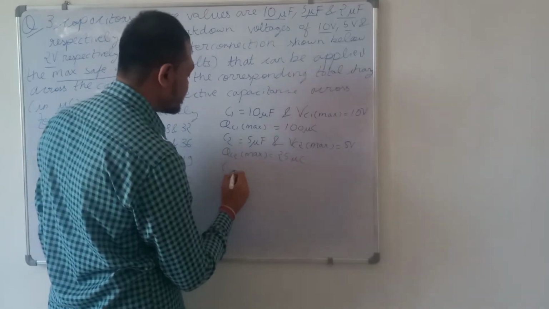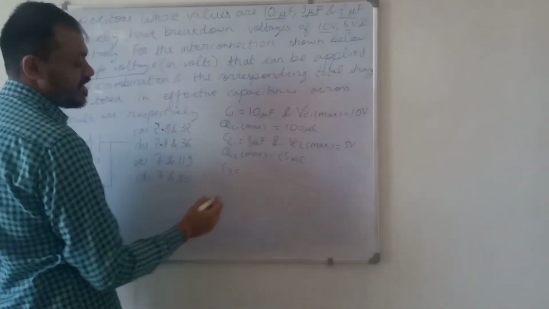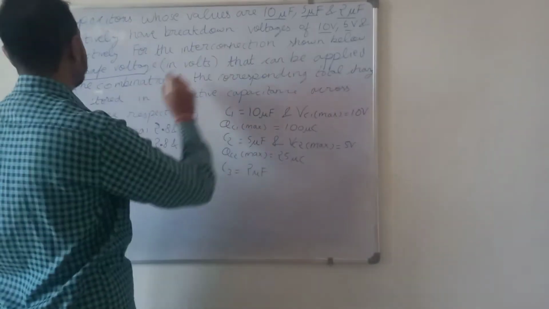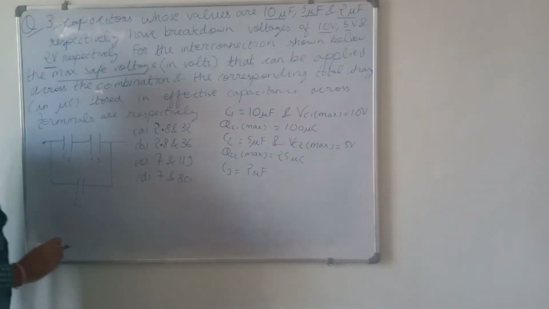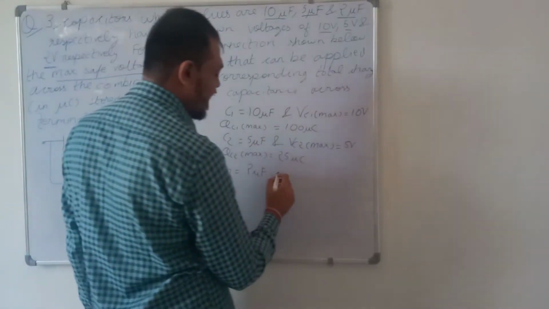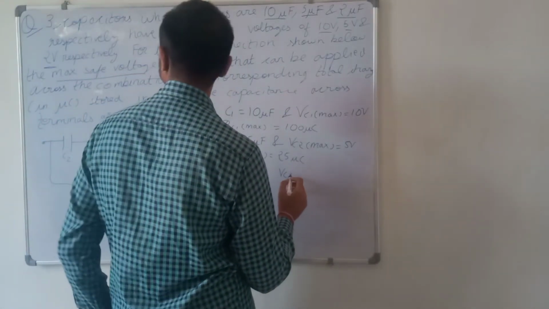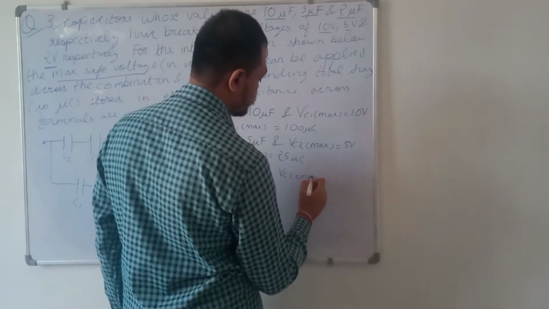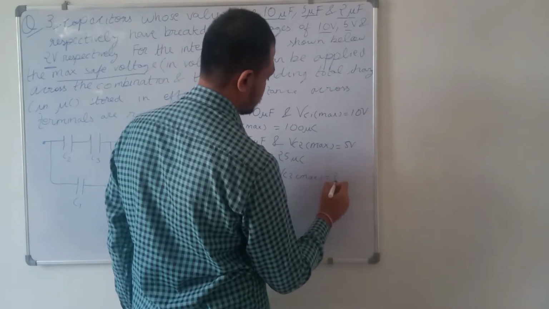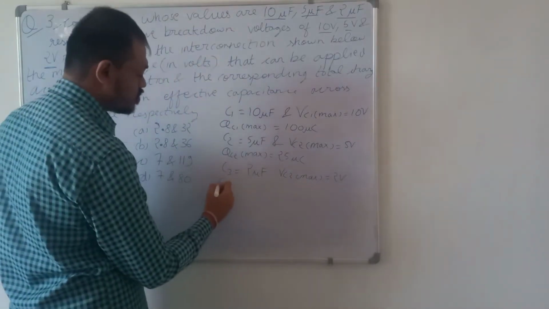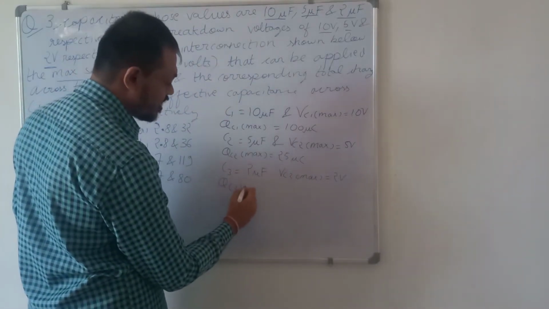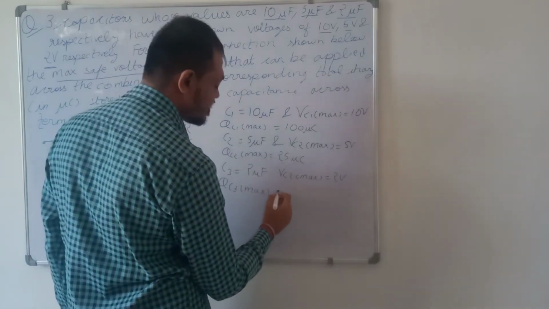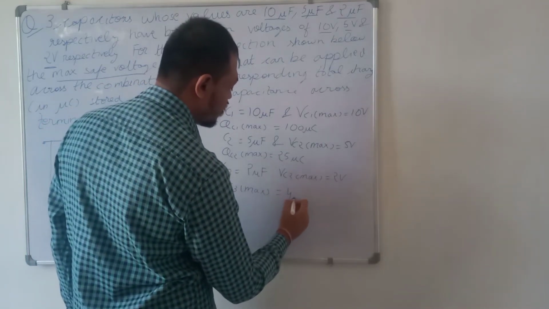Now we are given C3 is equal to 2 microfarad and the breakdown voltage of C3 is 2 volt. So the maximum voltage that can be applied to C3 is 2 volt. VC3 max is 2 volt. So QC3 max, the maximum charge that can be stored in capacitor C3, will be equal to 4 microcoulomb.